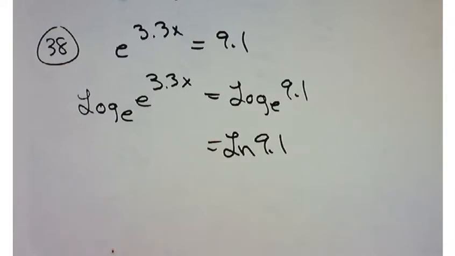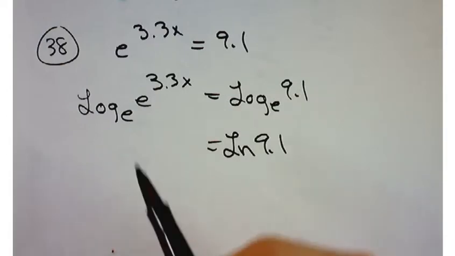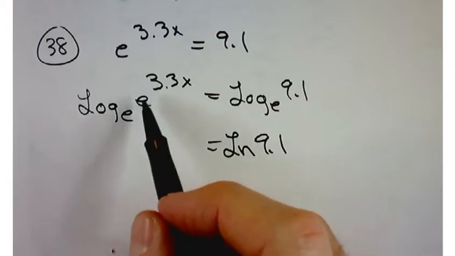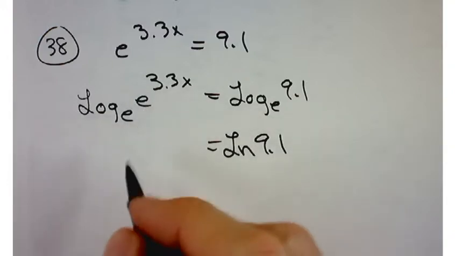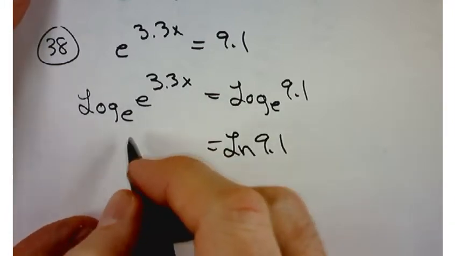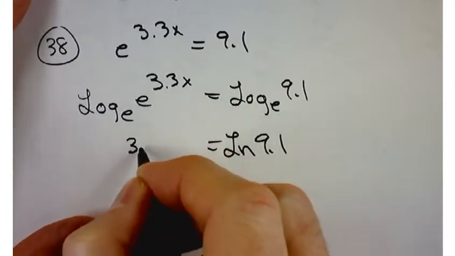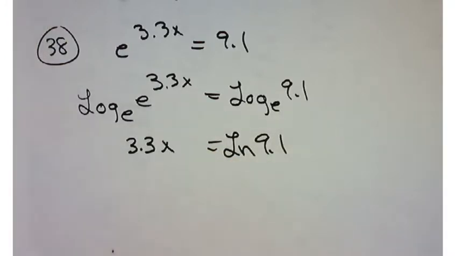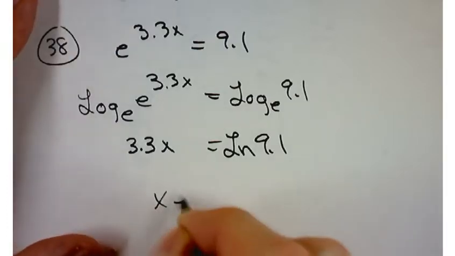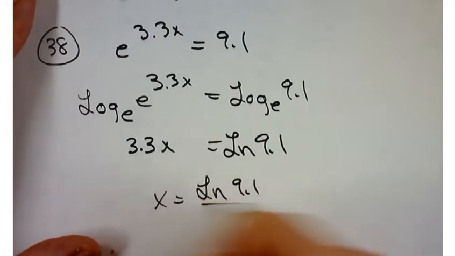Yes. Nice. Remember our properties from last week. When the base and the base of this exponent match, then these cancel. So what are we left with? There you go. 3.3x equals 9.1. Can someone solve for me here? Divide by 3.3, right? So x equals ln of 9.1 divided by 3.3.